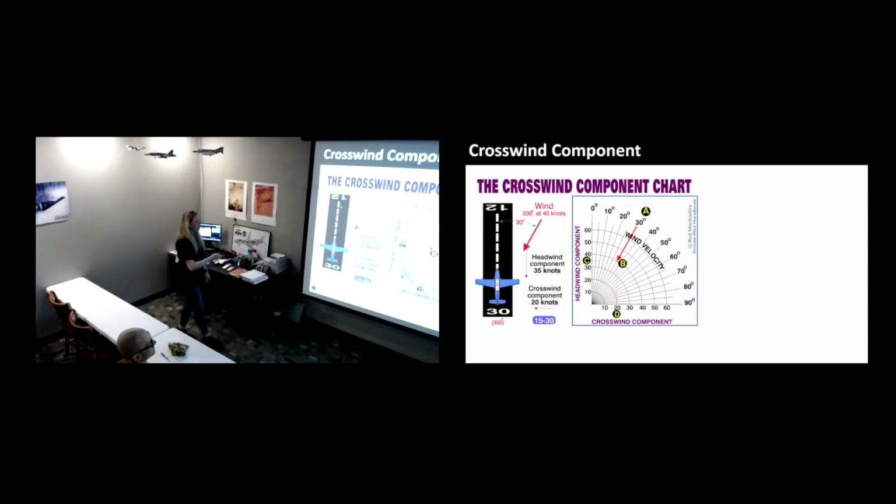So in this example, we have wind 330 at 30 knots. If we're landing on runway 30, that's 300, right? We take off that last 0 for runways. That's a 30-degree angle.